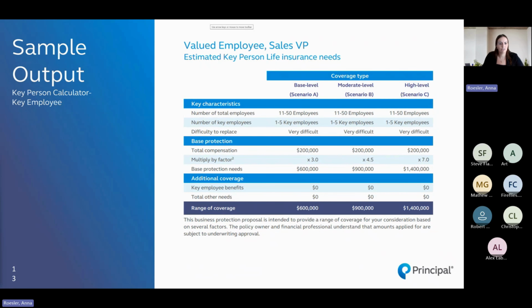This next output is for a key employee. So in this case, it's a sales VP. And they have the $200,000 compensation. For an employee, a non-owner, the multipliers are 3 minimum still, or 4.5 for a moderate level of coverage, and 7 for a high level of coverage. So the range for this one is 600,000 to 1.4 million, much lower than the owners because they don't have a share in the company, and it's purely based on their compensation.